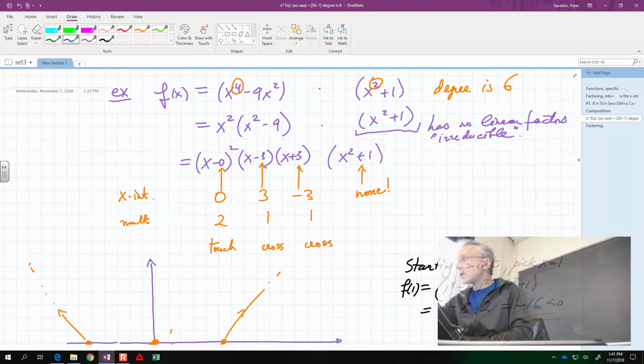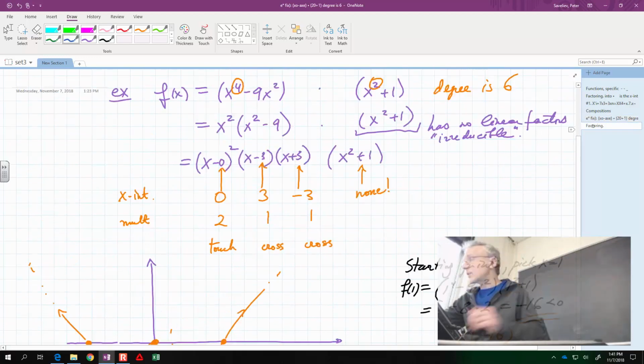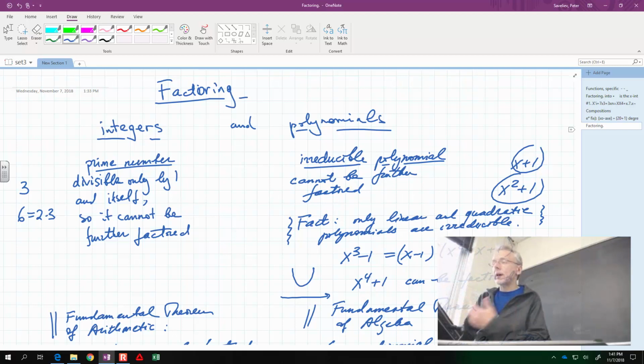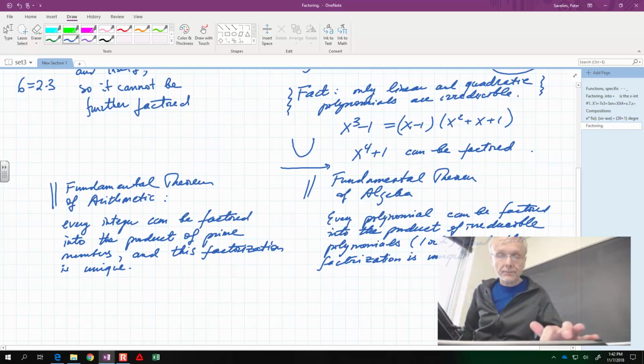This is it. These are the factors, and you can certainly guess why it is the case, because if it is an x-intercept, it is an x-intercept. So every x-intercept corresponds to a factor.